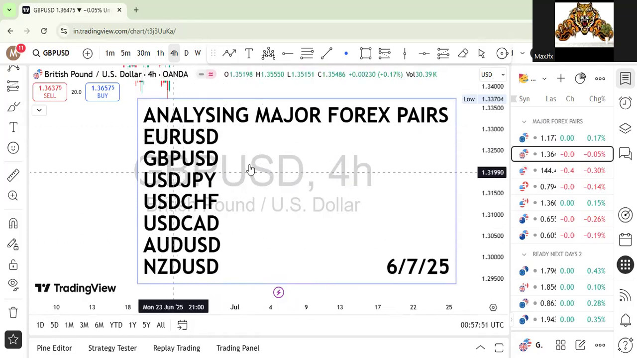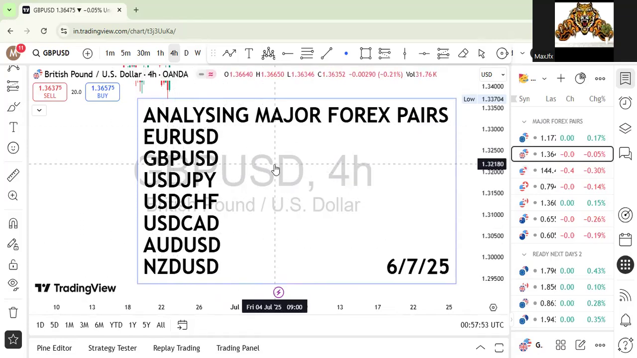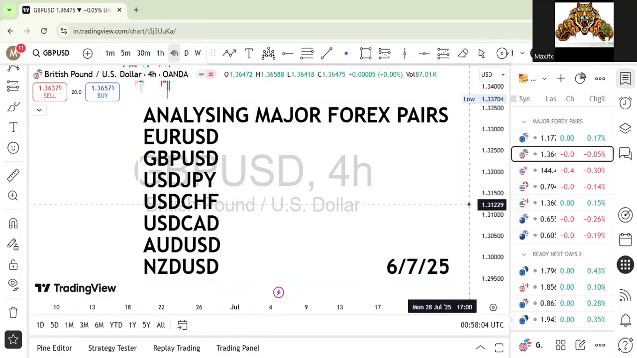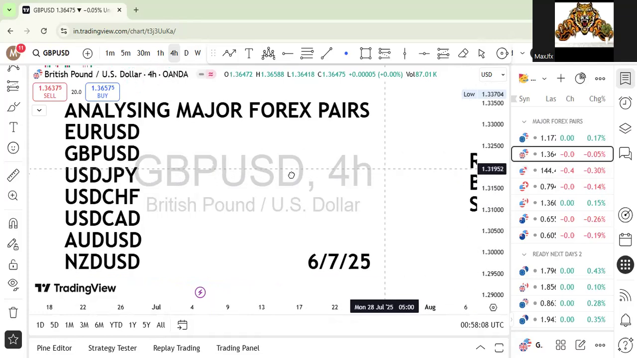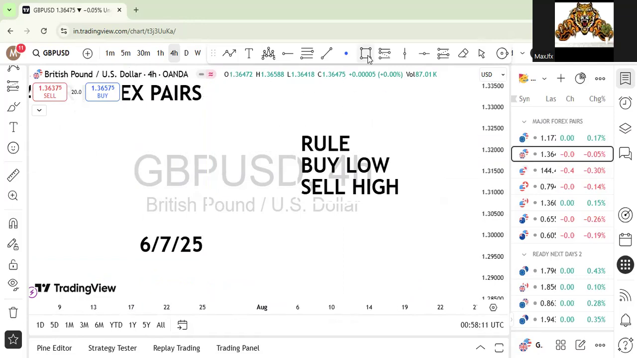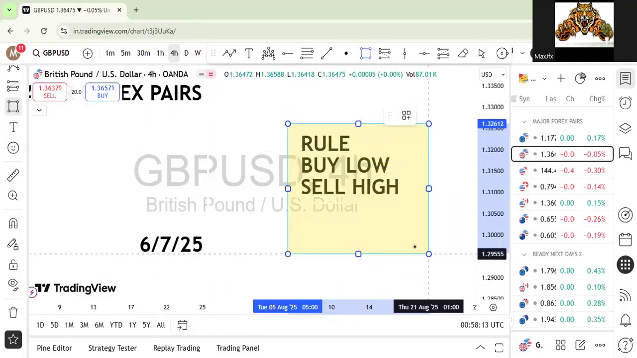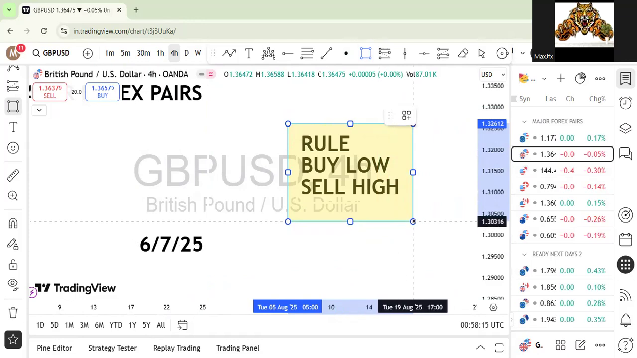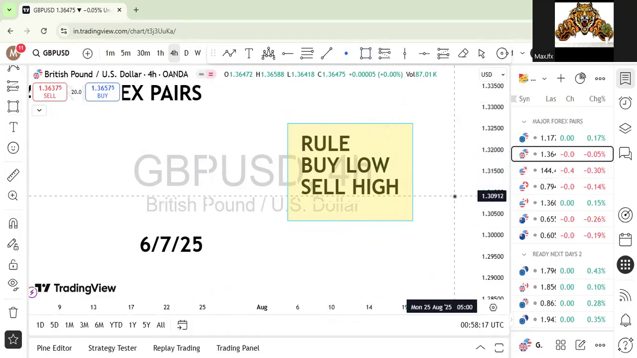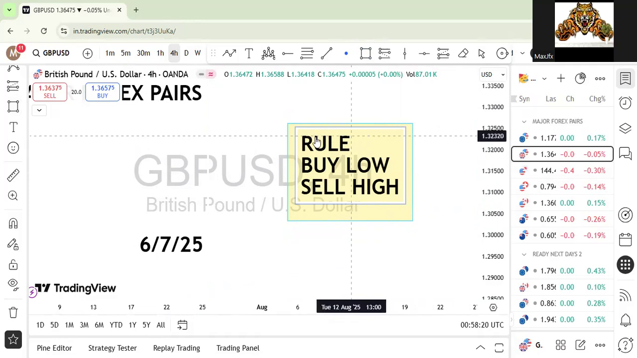The first pair for you to analyze is the Euro dollar, and the next are GBP, JPY, CHF, CAD, AUD, and NZD. Okay, so before we start, I want to remind you of this major rule for forex trading. The rule is buy low, sell high. That's the rule. This is what you want to maintain. You want to buy at low and sell at high.